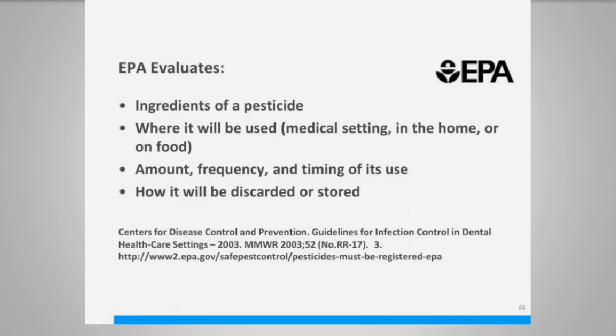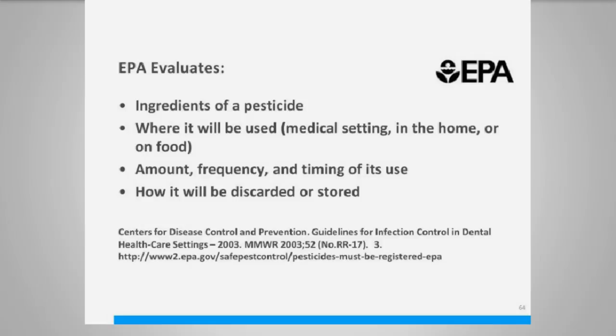So what is it I want you to look at? How are we going to be checking things? Well, first of all, I want you to make sure that it is an EPA grade hospital disinfectant. And remember, these are ingredients of a pesticide. It's killing bacteria, viruses, spores, many things. And what the EPA is going to evaluate is the ingredients, where it's going to be used, how it can be used, the amount, the frequency, and the timing of use. Then they're going to tell you how it is discarded or how it is stored.